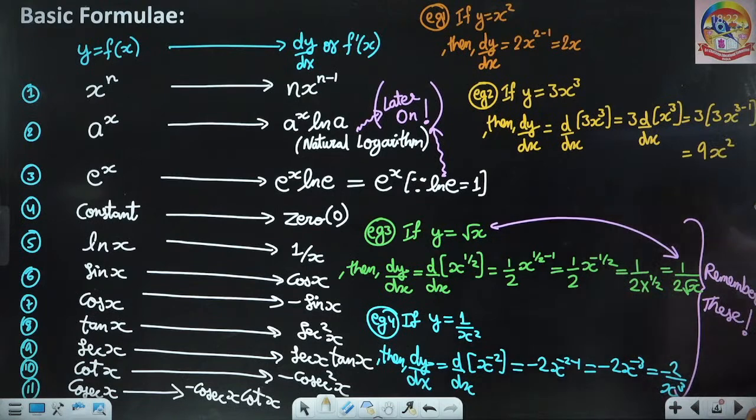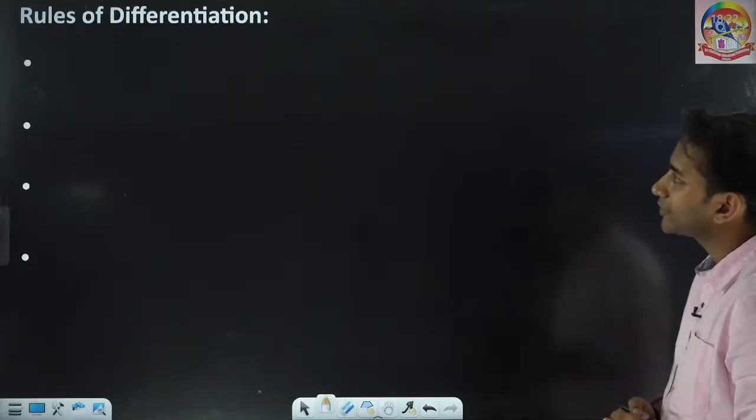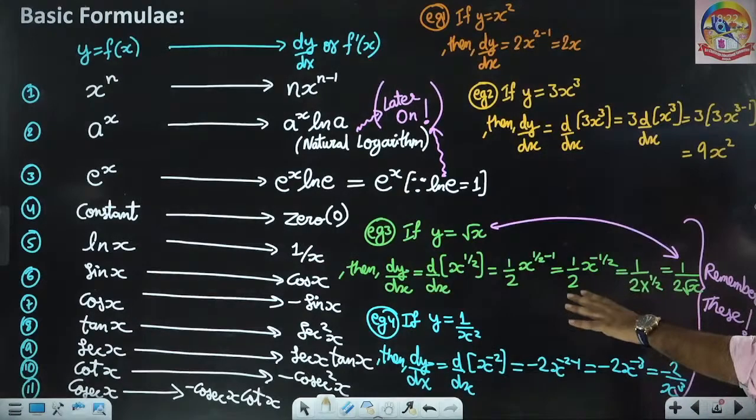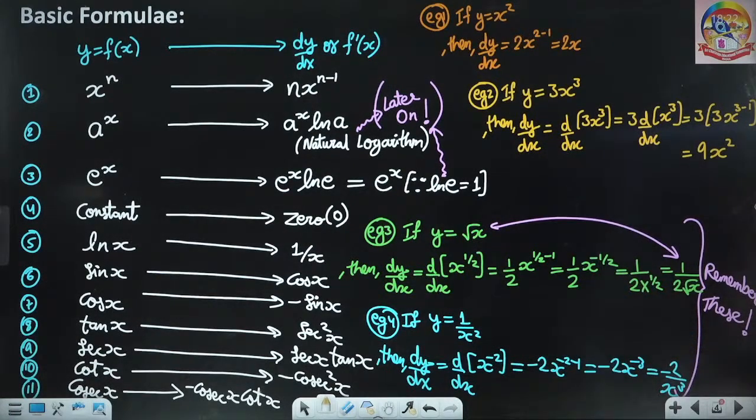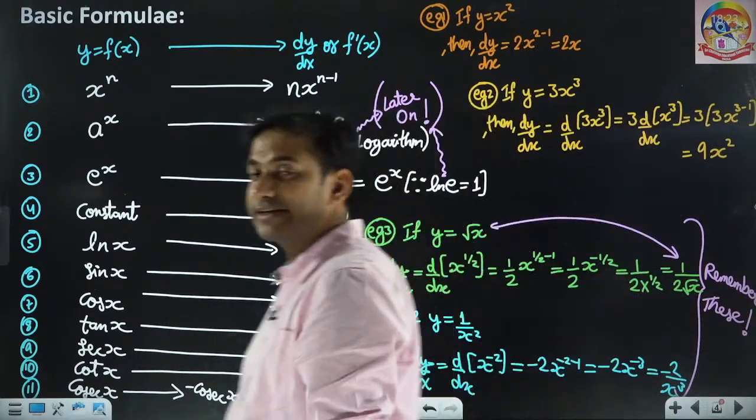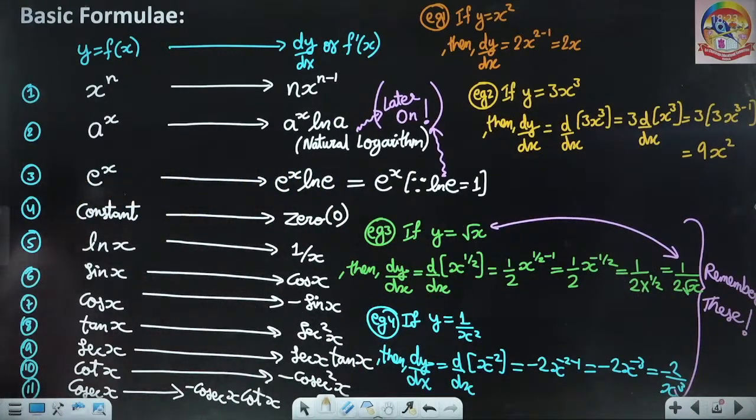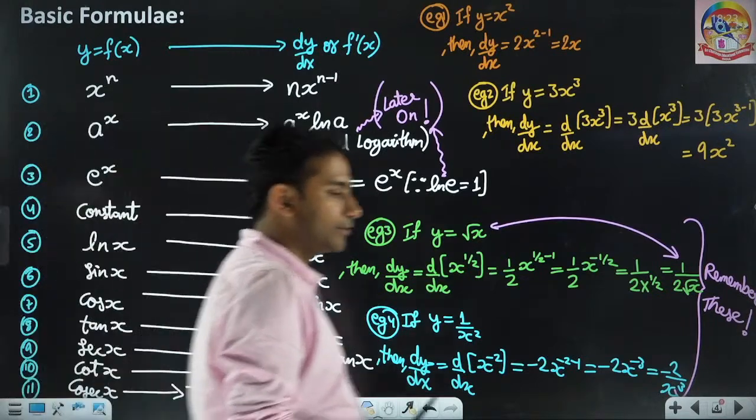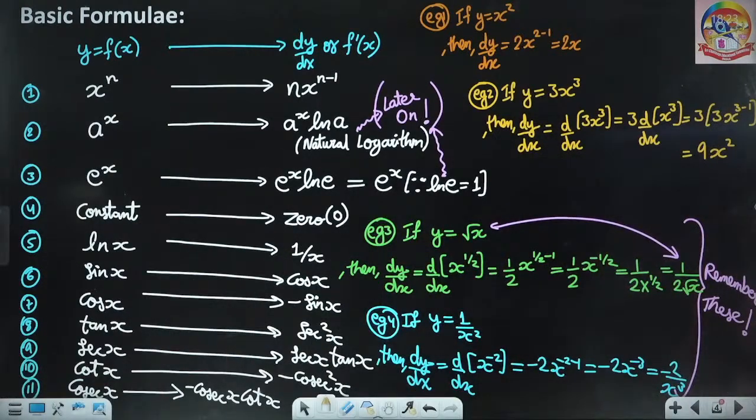Yes, right, let's move on. Let's try to learn some basic rules of differentiation. So these were the formulas of differentiation. If you want, you can take the screenshot, so that in a while you can revise from the screenshot before starting the physics questions. Please take the screenshot.